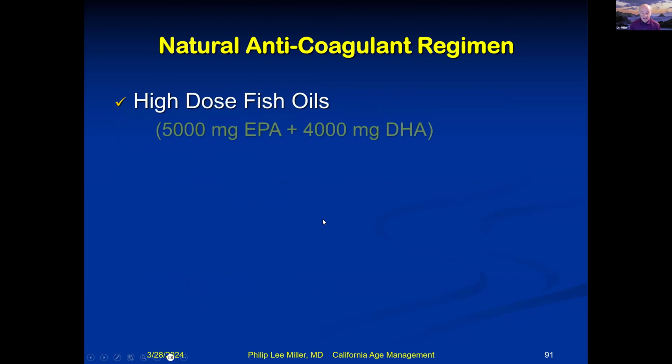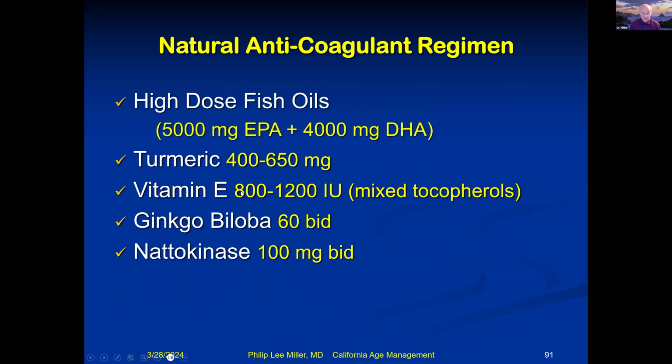Again, high-dose fish oils, turmeric, vitamin E, ginkgo biloba. This is my natural anticoagulant routine because it treats all aspects of coagulation. It prevents heart attacks and strokes. Fish oils: rheology. Turmeric: inflammation, rheology, antiplatelet, antifibrinolytic, antithrombotic.